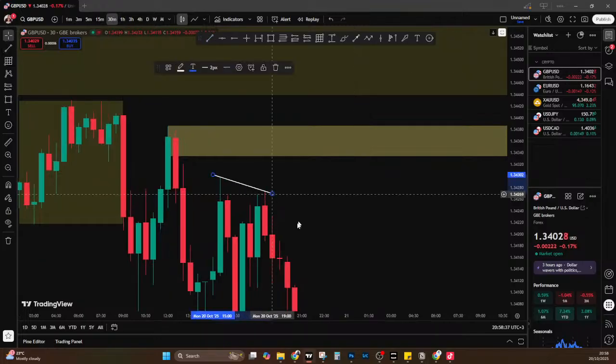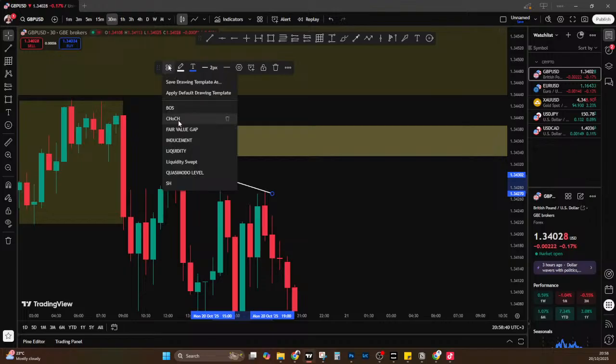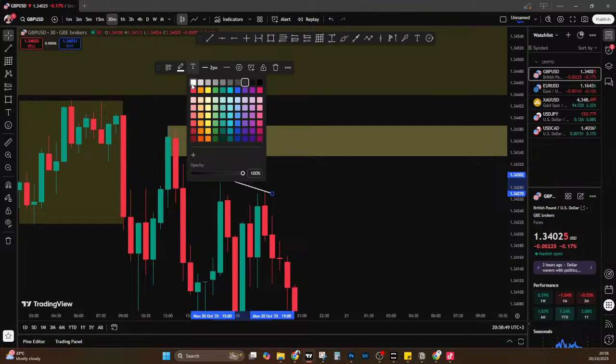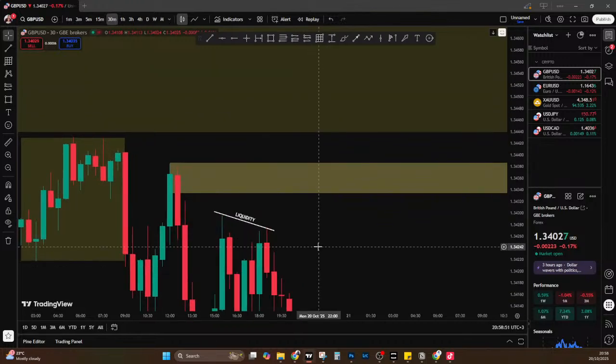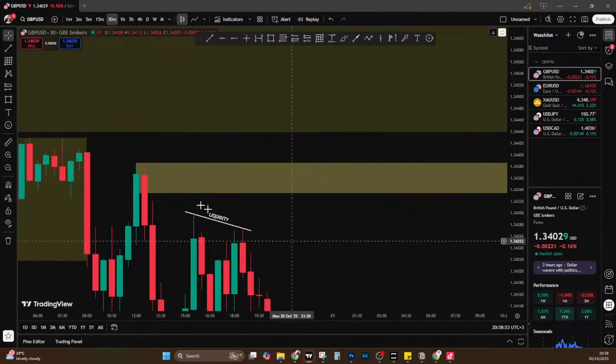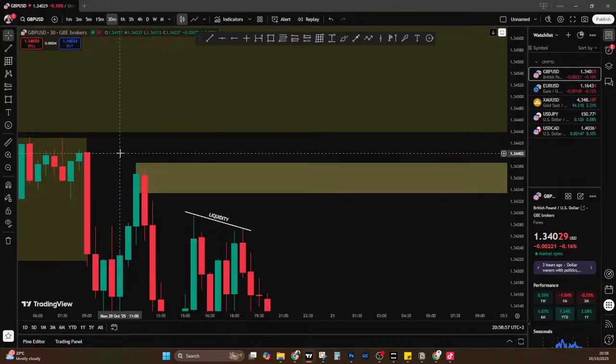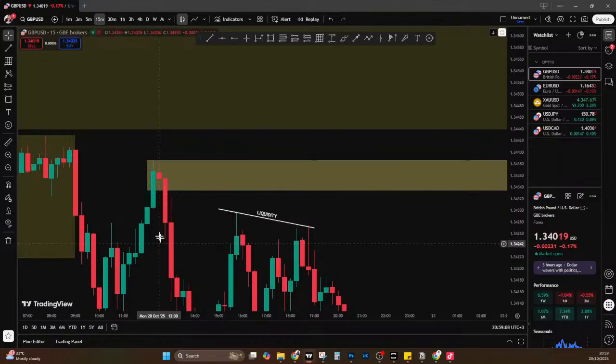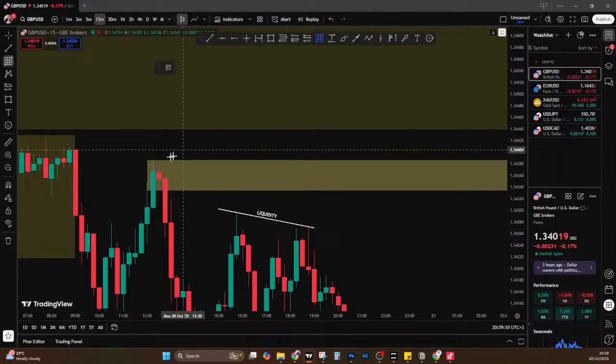So this is liquidity and it will be taken out. This is what we call trend line liquidity. So that will be taken out. So 30 minutes, do you have anything? I can't see anything. So let's see what we have in 15 minutes, because there must be something. Now, do you see that it is making sense?